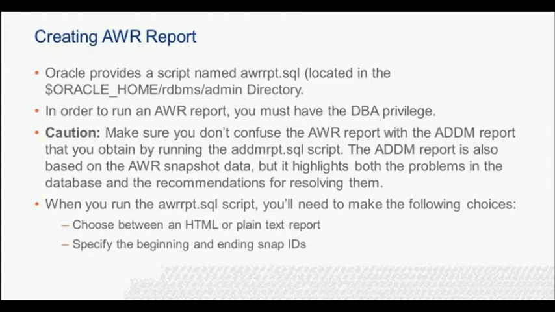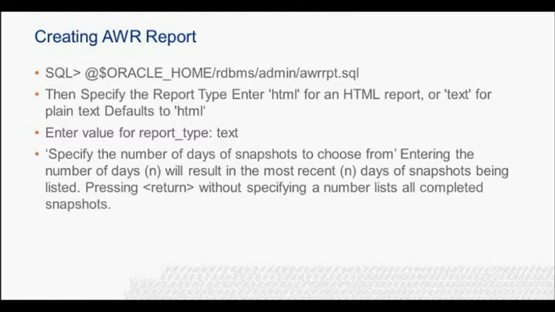$home/rdbms/admin/awr-rpt.sql. First, we need to specify whether we want an HTML or a text report. Enter value for report_type as text or HTML. Then we specify the number of days for which we want to list snapshot IDs. That is, enter value for num_days equal to 2 or 3. After the list displays, we are prompted for the beginning and the ending snapshot IDs for that workload repository.